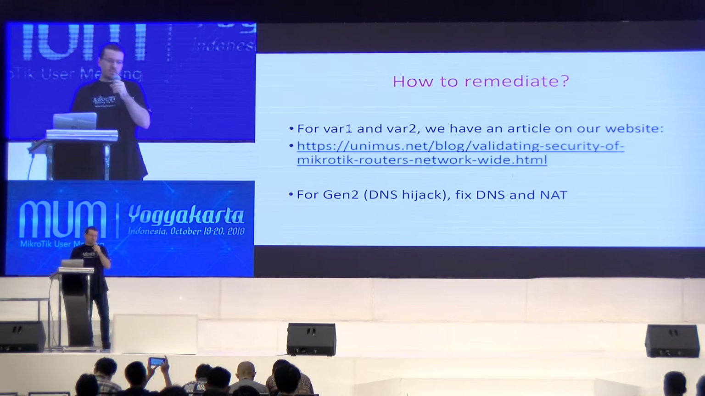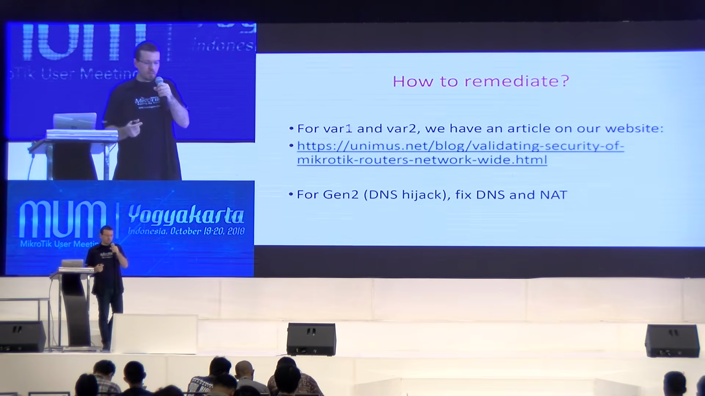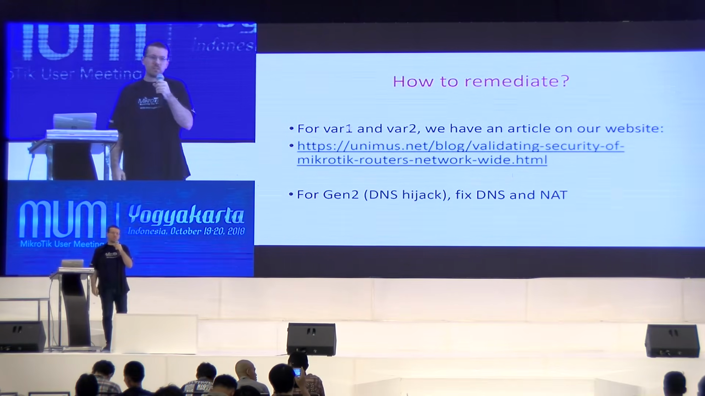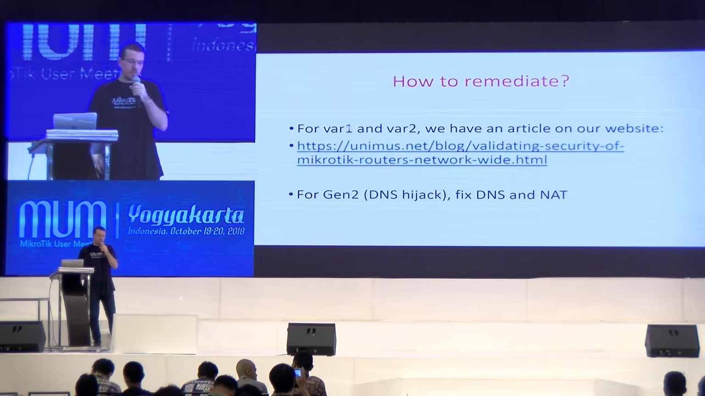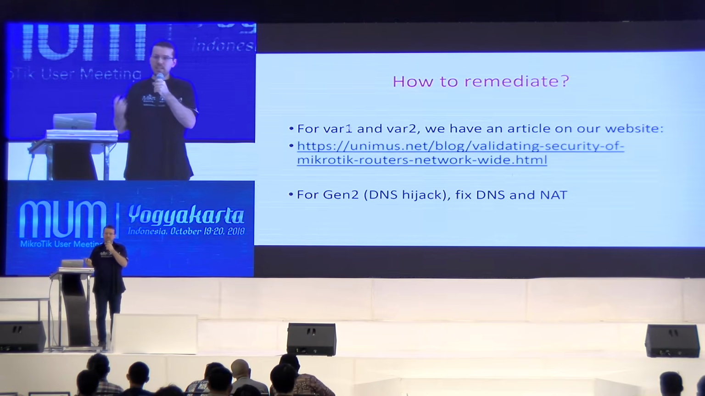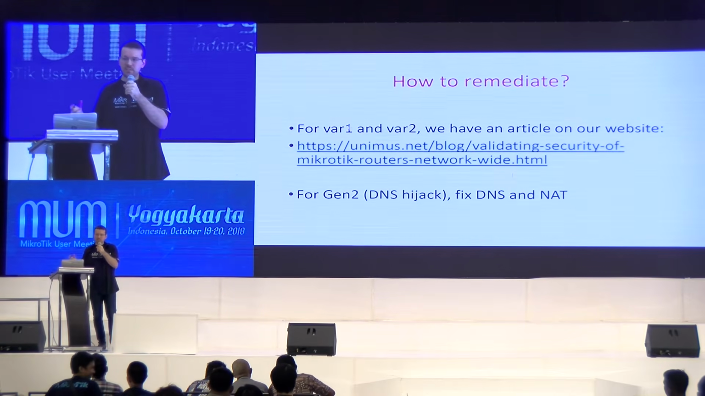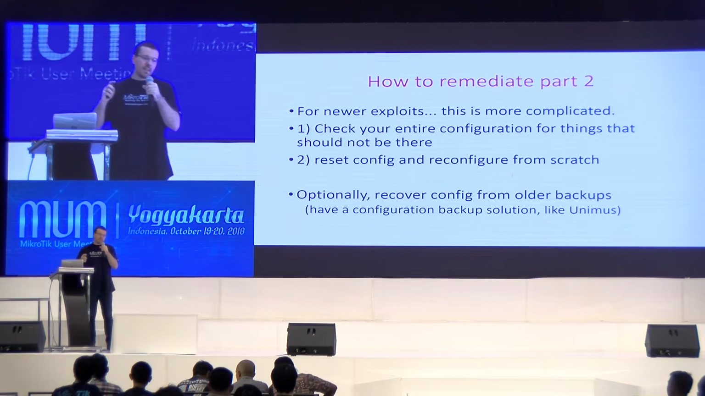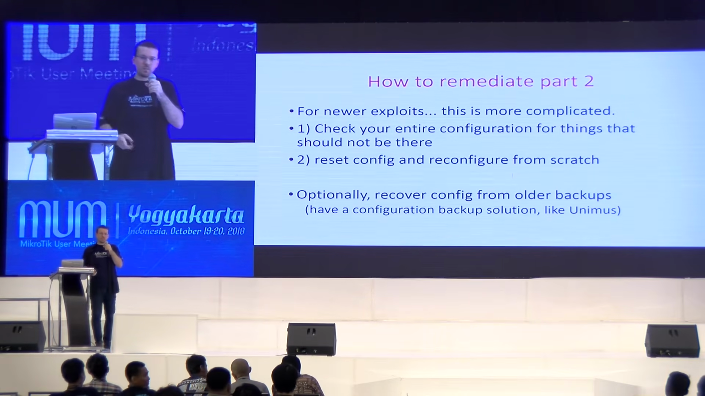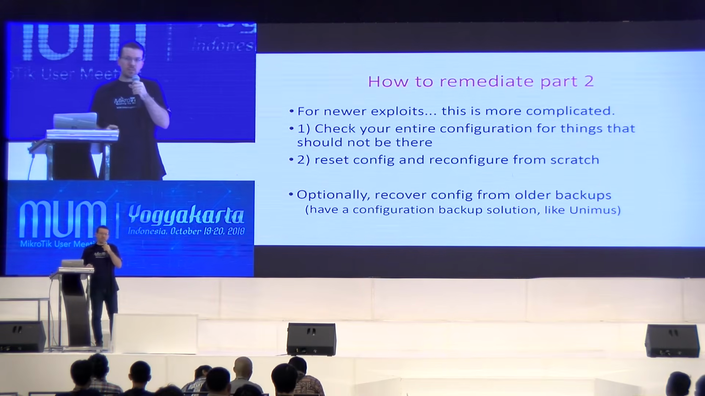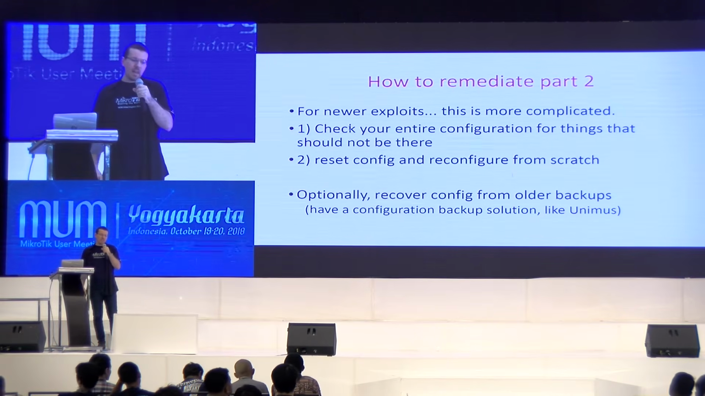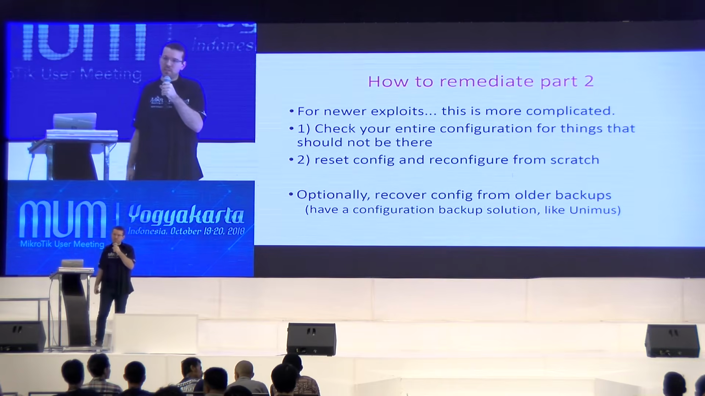So, how can you remediate? How can you fix it if you have been exploited? For the original variant 1 and variant 2, we have a blog article on our website that will tell you all of the steps, all of the configuration you need to do to remove the infection from your router. For generation 2, the exploits that affected DNS, you will have to fix DNS and NAT and remove the DNS redirect from NAT. Sadly, for newer exploits, this is much more complicated, since now the exploits utilize many different configurations to capture and do bad things. So you will have to check your entire configuration for things that should not be there, and reset the configuration and reconfigure from scratch.